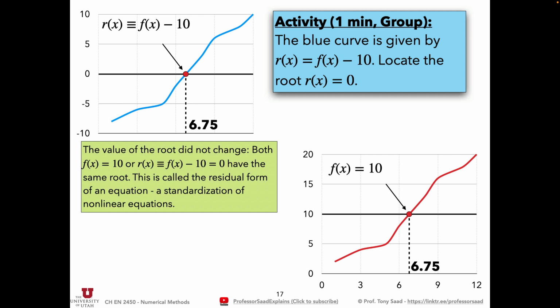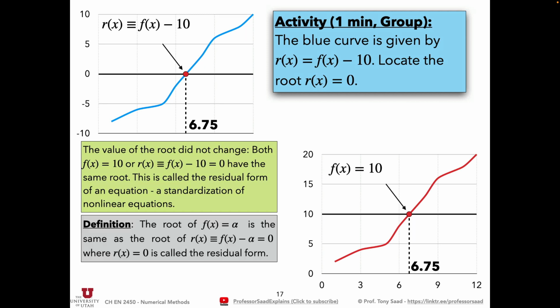Put it in residual form. The root of f of x equals alpha is the same as the root of r of x equals 0, where r of x is f of x minus alpha. We just redefined it. And r of x is the residual form of the equation. It's just a way for all of us to communicate moving forward: find the residual when it's equal to 0. Find the root of the residual. It means when r of x is equal to 0.